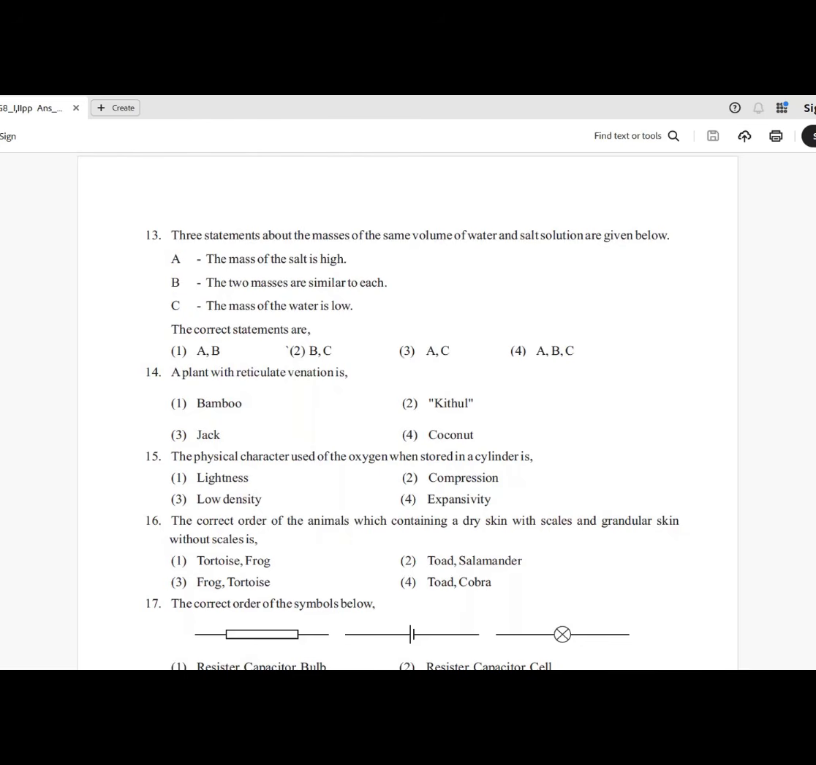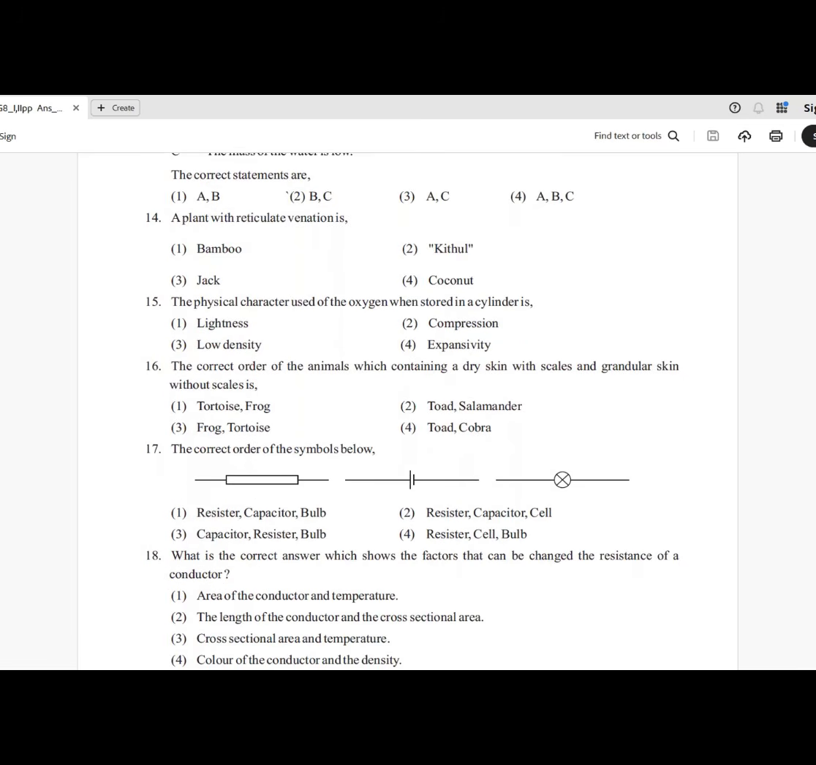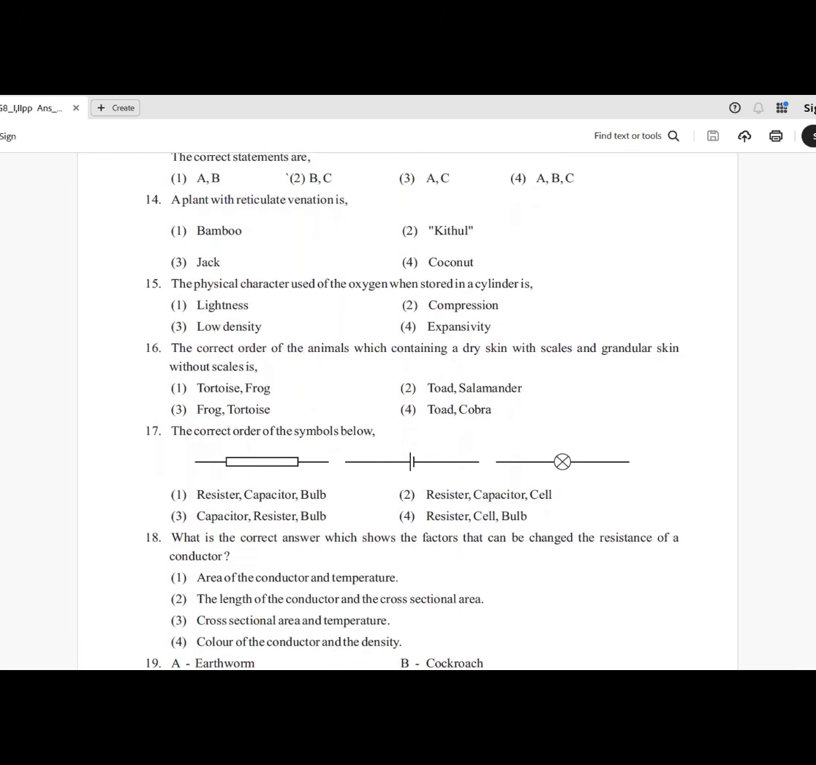Question 14. A plant with reticulate venation is: answer 3, jack. Jack tree has leaves with reticulate venation. Others like bamboo and coconut have parallel venation. Question number 15. The physical character used of oxygen when stored in a cylinder is lightness, compression, low density, expansivity.